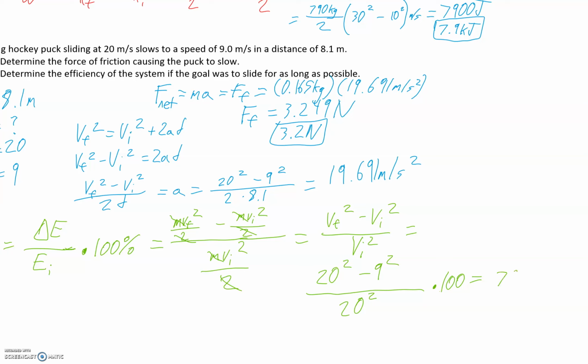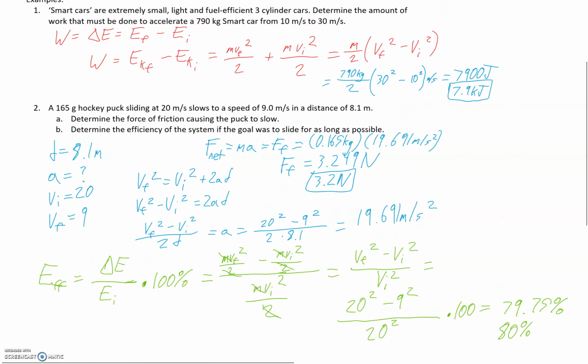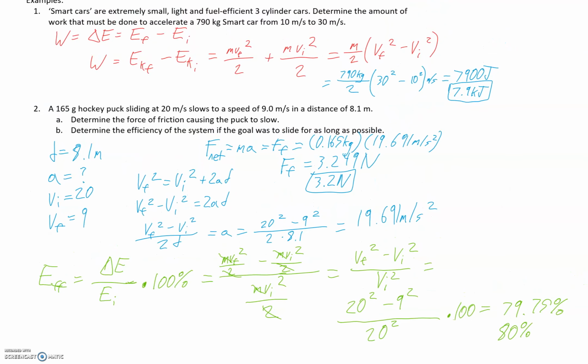So that would be 79.75%. So with sig digs, 80% efficiency. That's actually not too bad. I guess it tells you that the sliding on ice has some benefits.